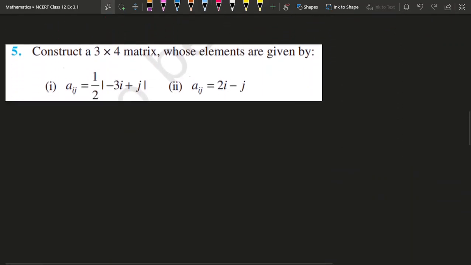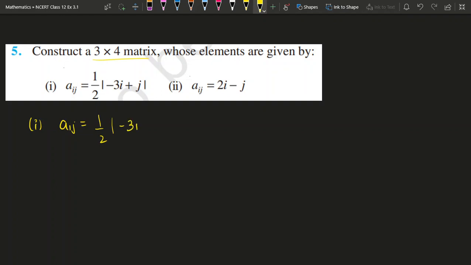Let's move on to problem number 5. Now problem number 4 and problem number 5 ask you to construct a matrix. I'll skip over problem number 4. Let's do problem number 5, and it follows the same trend. So we have to construct a 3 by 4 matrix. Let's start with the first part, in which Aij equals half times the absolute value of minus 3i plus j.